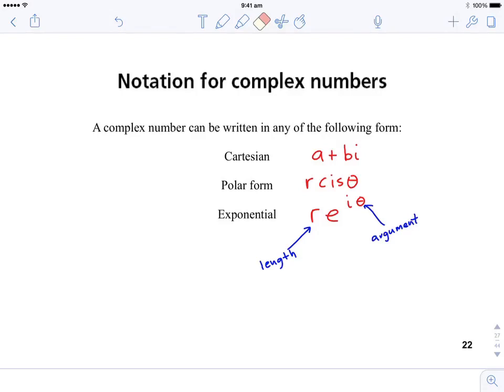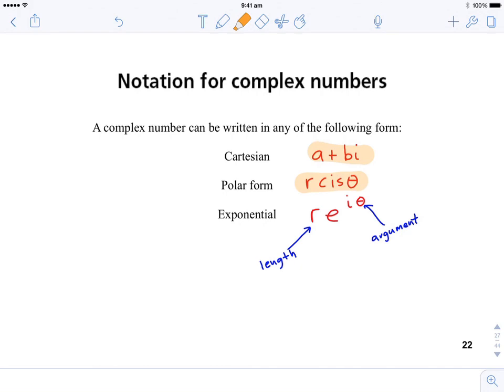Hi, in this video today we're going to be looking at another way of writing complex numbers. We've talked about Cartesian form and the way of writing a complex number like this, a plus bi. Polar form, which we're really familiar with, r cis theta or r cos theta plus r i sine theta. That's the long version of that. The shorthand's r cis theta.